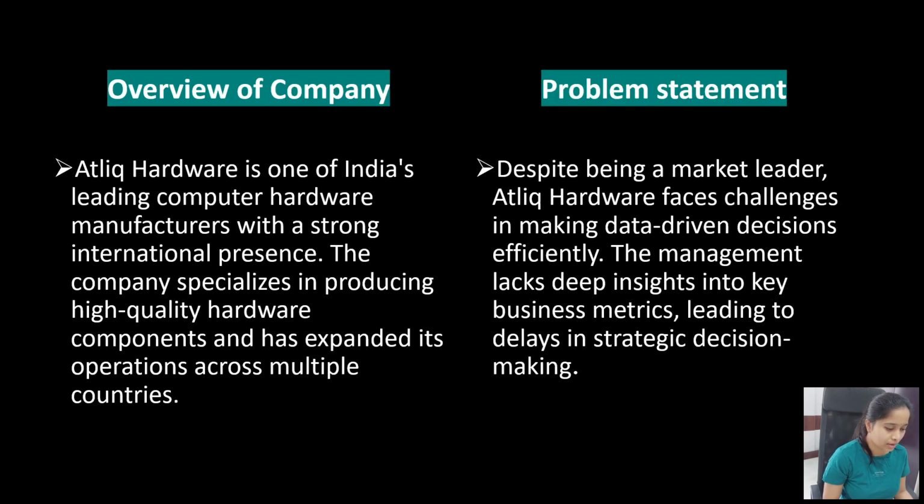So here is the overview of the company. AtliQ Hardware is one of India's leading computer hardware manufacturers with a strong international presence. The company specializes in producing high quality hardware components and has operations across multiple countries. So the problem statement is this: despite being a market leader, AtliQ Hardware is not able to make data-driven decisions efficiently. Although they have a lot of data, they lack deep insights into the key business metrics, so they could not make strategic decisions.